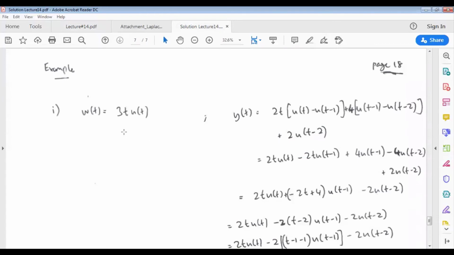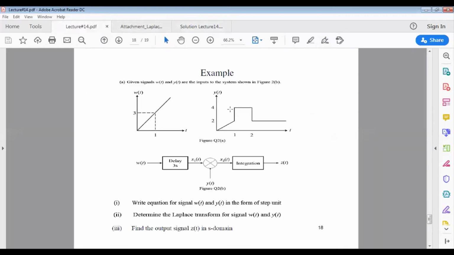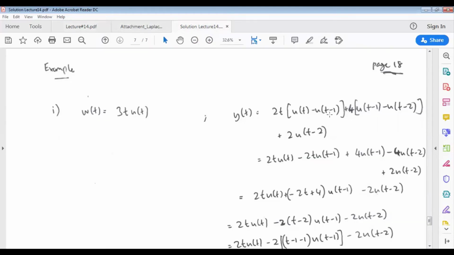We know that from the diagram, Wt can be simply written as 3t ut because the slope is 3. For the Yt case, please bear with me in the solution. For Yt, there are three portions, and I'm going to do it one by one. Portion number 1 is from 0 to 1, portion number 2 is from 1 to 2, and portion number 3 is from 2 to infinity. That's why the solution for Yt is written in 3 different terms here.